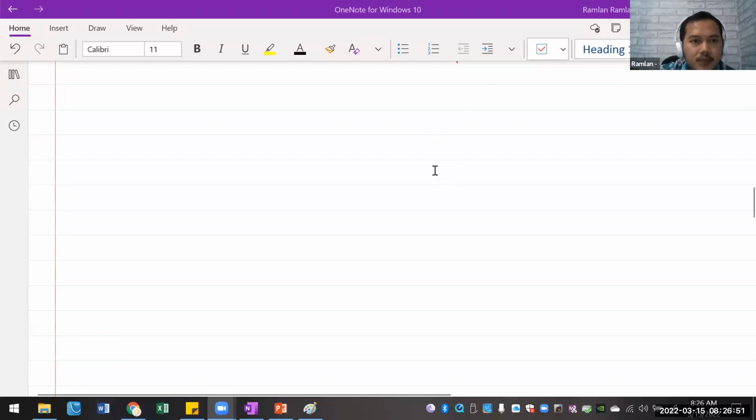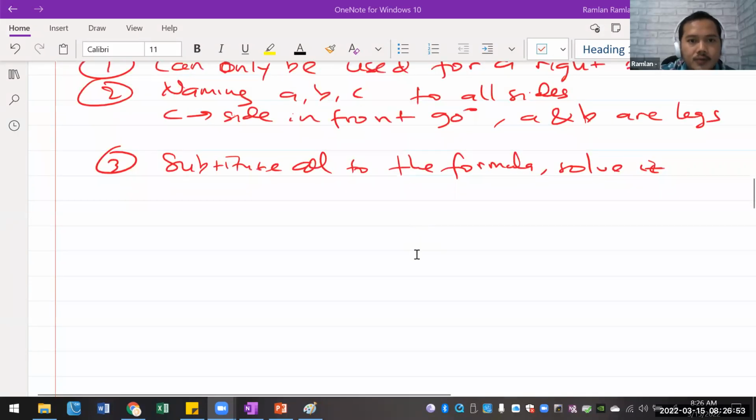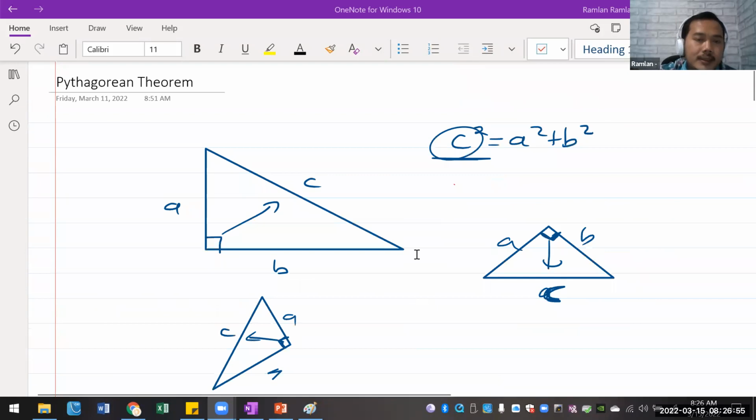So today again, we're going to talk about Pythagoras formula. We have actually learned about this last week. That formula, c squared equals a squared plus b squared, right? The thing that you need to understand when dealing with this formula is that you can only apply it if you have a right angle triangle. If you don't have a right angle triangle, don't use this formula, okay?